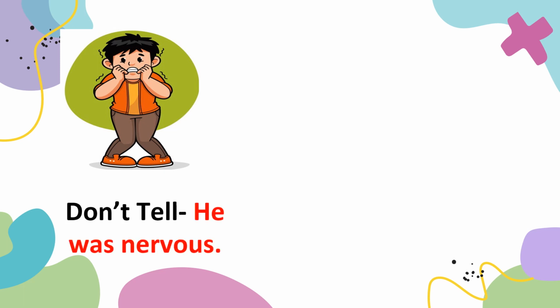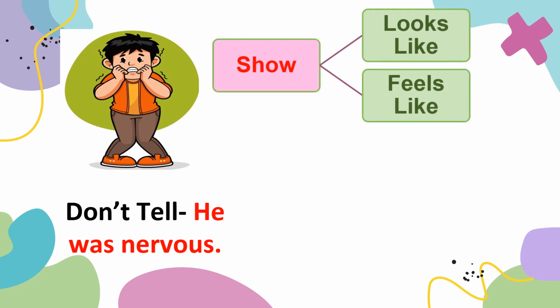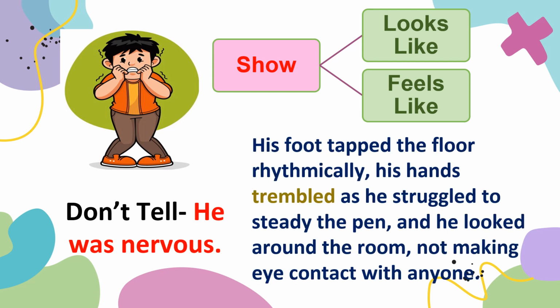So let's look at another example. What is this picture about? This is simply stated as "he was nervous." And how can we write in our showing sentence how it feels and looks? His foot tapped the floor rhythmically. His hands trembled as he struggled to steady the pen, and he looked around the room, not making eye contact with anyone. So this is about showing.